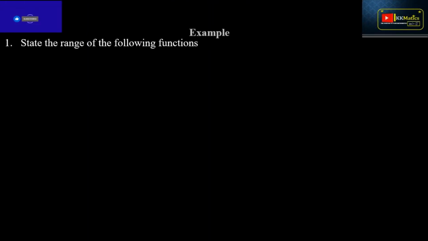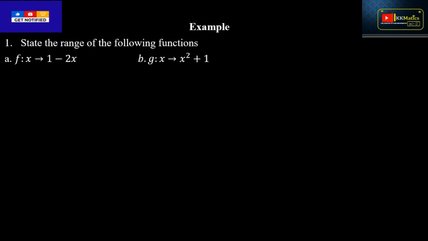Example here. State the range of the following functions: a, f of x mapping to 1 minus 2x, and b, g of x mapping to x squared plus 1. Solution here. From a, we can rewrite this as our function f of x being equal to 1 minus 2x. So let f of x be equal to y. So we rewrite it, we have y equal to 1 minus 2x.